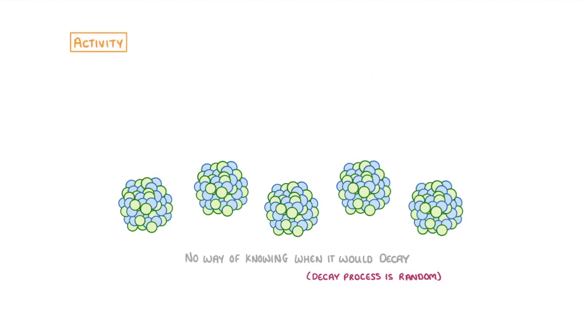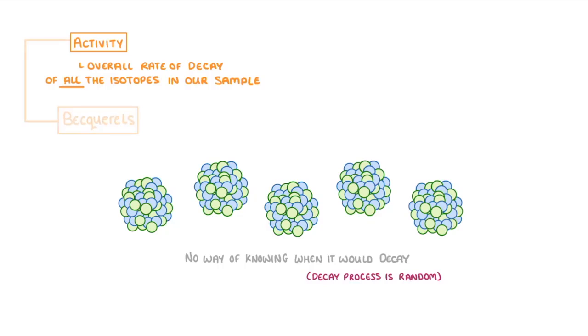One is the activity of the sample, which is the overall rate of decay of all the isotopes in our sample. And we measure activity in becquerels, where 1 becquerel represents 1 decay per second. So if a sample had an activity of 600 becquerels, then there must be 600 isotopes decaying each second in that sample.